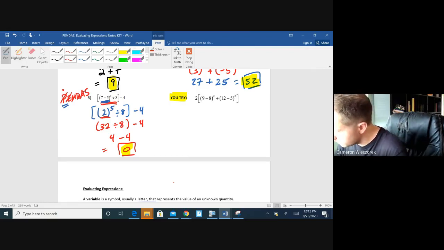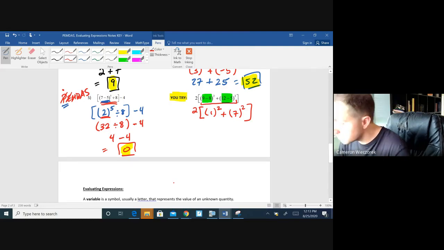So if you do this one, just like in the last problem, you're going to have to start with what's inside the brackets, which means you're really going to have to start with each of these parenthesis sets. So the 2, I'm just going to carry down. I'm going to start with 9 minus 8, which is 1, which is being squared, and 12 minus 5, which is 7, and that's being squared. I'm still inside of this bigger set of parentheses or brackets, so I have to do what's inside of that before I multiply by 2.